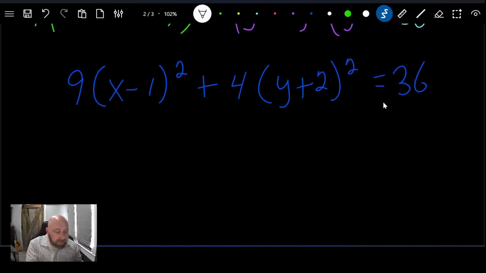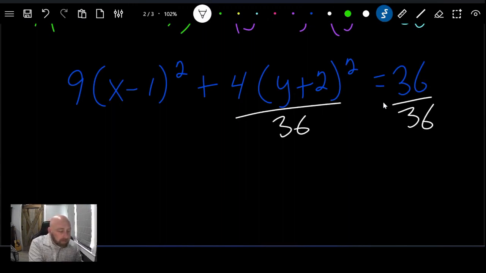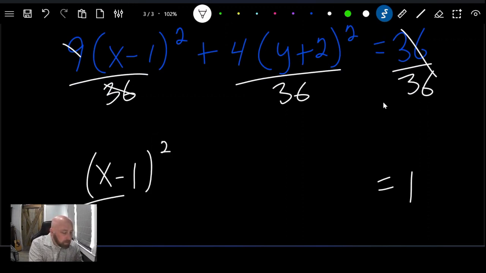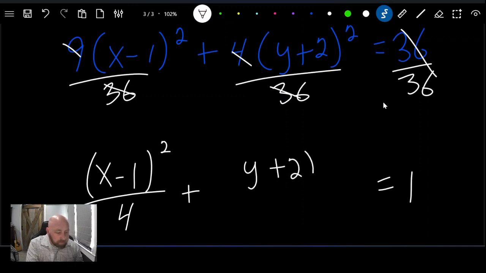The last thing that we really have to do is divide every piece by 36. Okay, and then that's going to make that our 1. That's what we want, for that to be a 1. So then this one, we could reduce this, and that's going to give us just our x minus 1 squared over 4 plus, and then we'll reduce these out, and this is going to give us just our y plus 2 squared over 9.